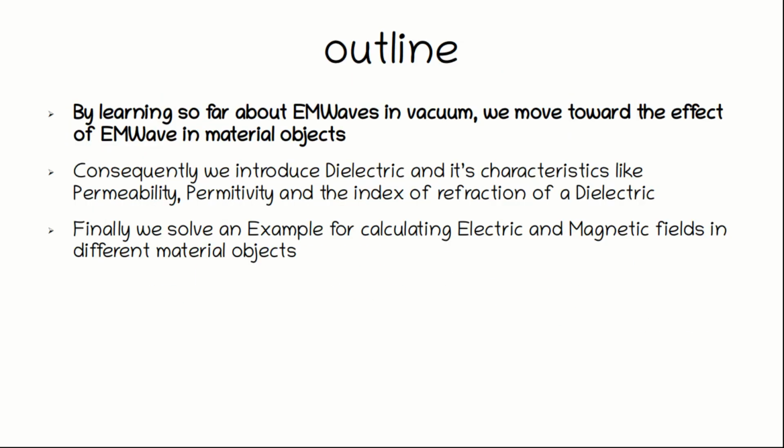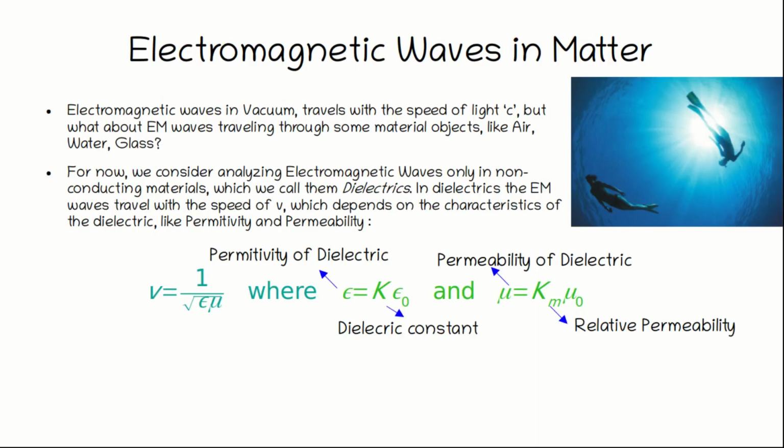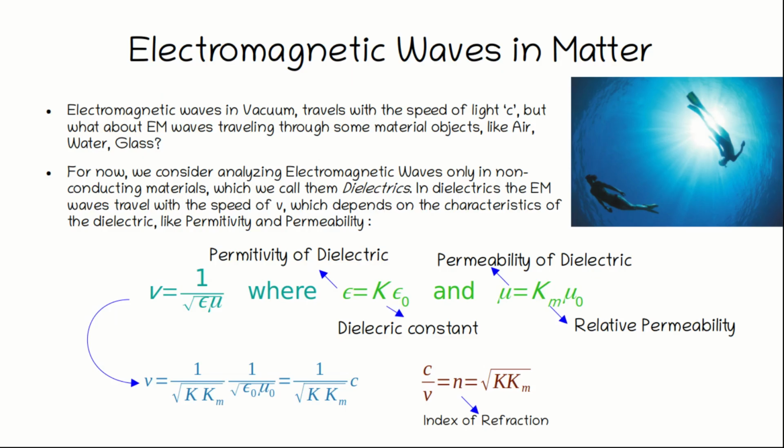we should consequently introduce dielectrics. So we consider only analyzing electromagnetic waves in non-conducting materials, which we call dielectrics. So a dielectric is a non-conducting material, so it doesn't have any free electrons inside. And there are some properties of dielectrics like permittivity, permeability, dielectric constant, and also the index of refraction of a dielectric that we are going to define.